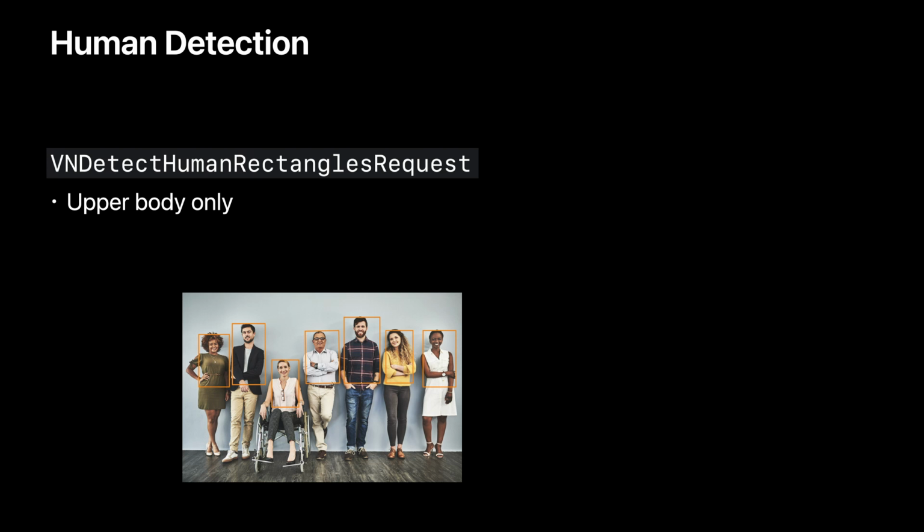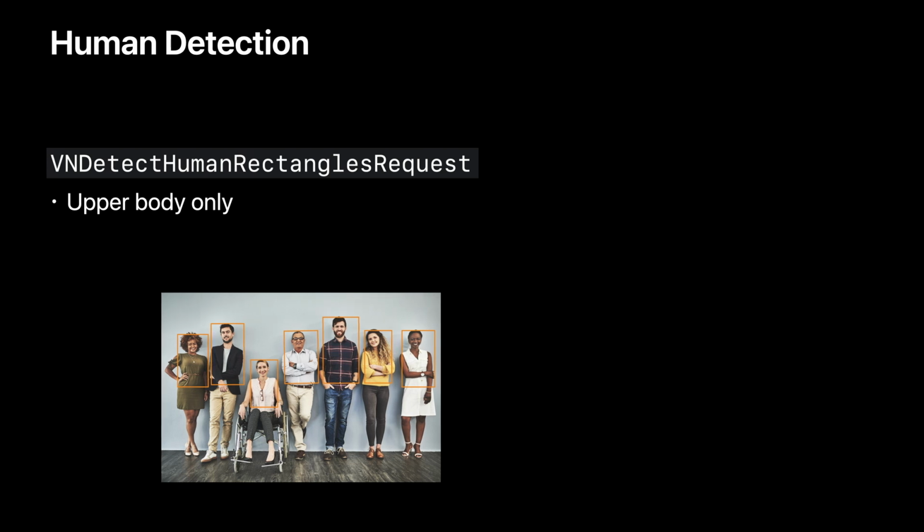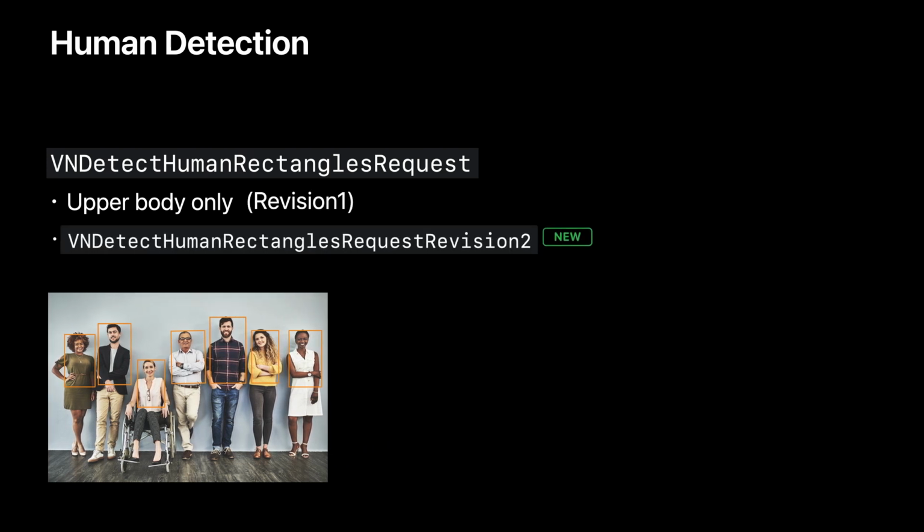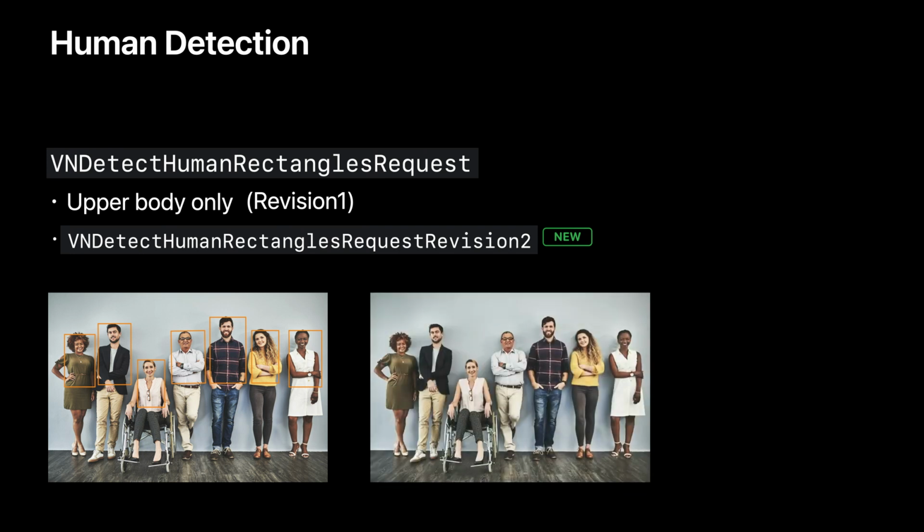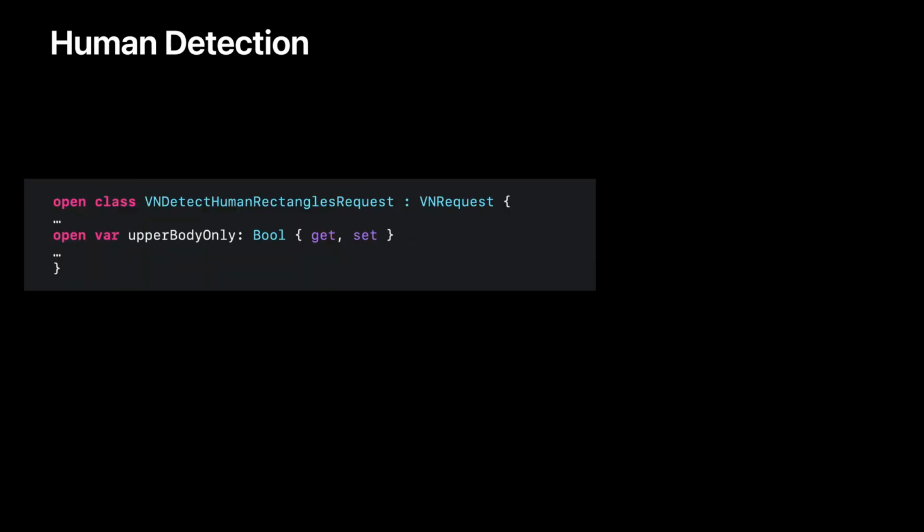We're adding new functionality to this request, and therefore upgrading it to revision number 2. With the new revision, in addition to the upper body detection, we also offer full body detection. The choice between the upper body and the full body detection is controlled via a new upper body only property of the detect human rectangles request. The default value for this property is set to true to maintain backward compatibility.